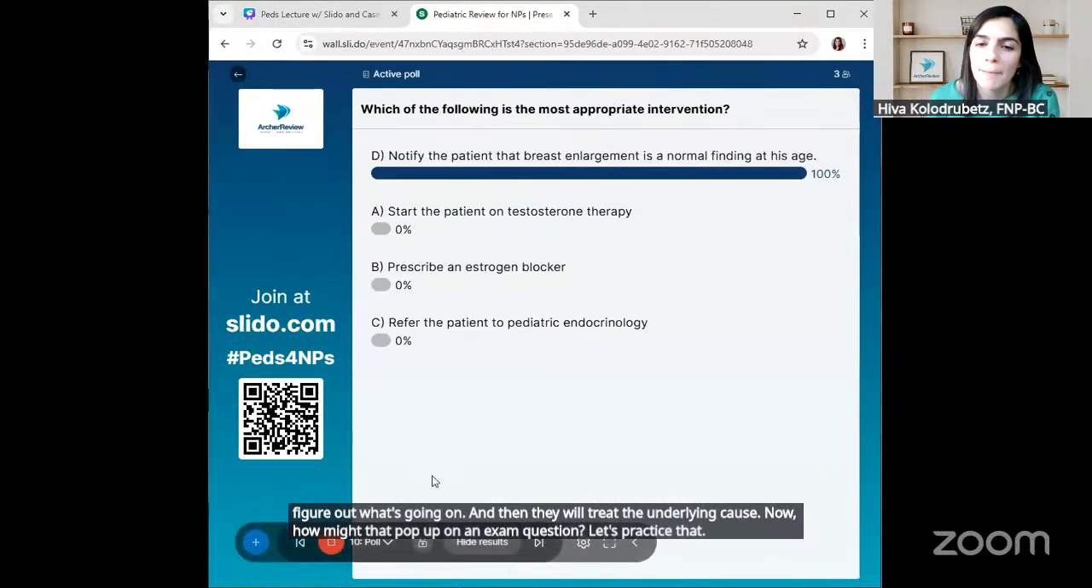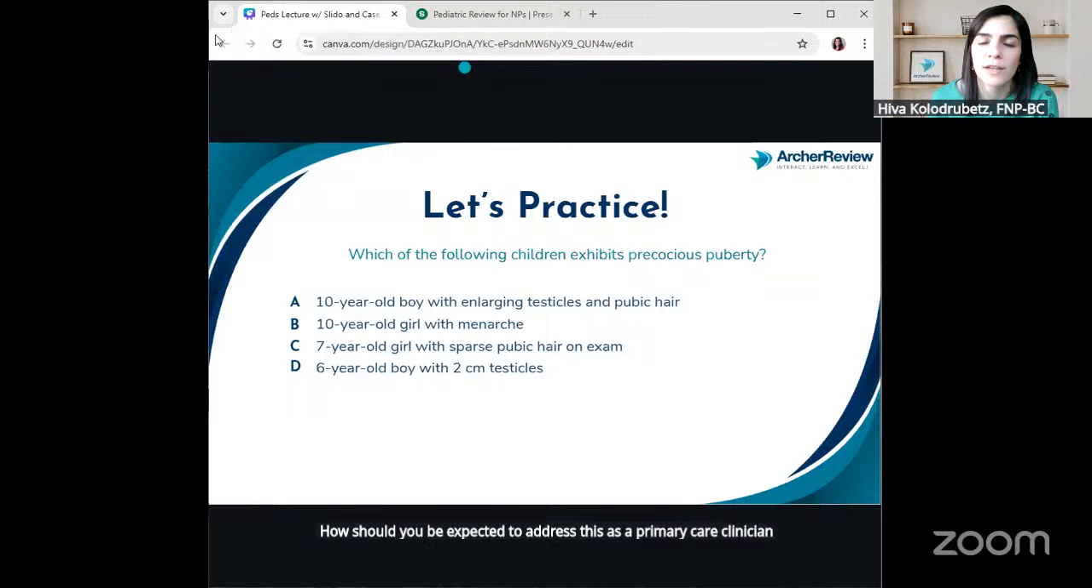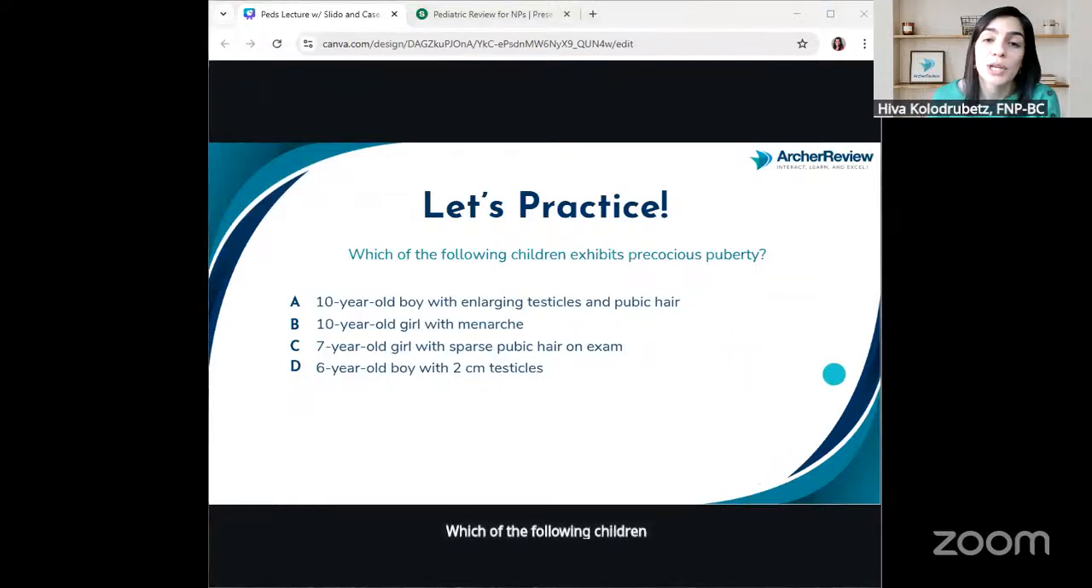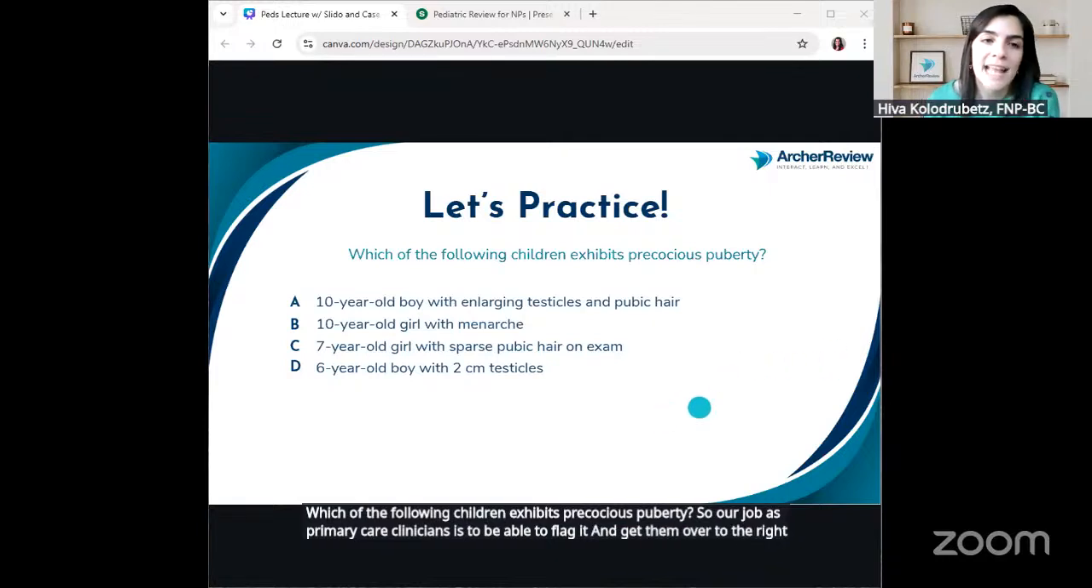Let's practice that. How should you be expected to address this as a primary care clinician? So let's read this question together. Which of the following children exhibits precocious puberty? So our job as primary care clinicians is to be able to flag it and get them over to the right specialist. Is it A, 10-year-old boy with enlarging testicles and pubic hair?